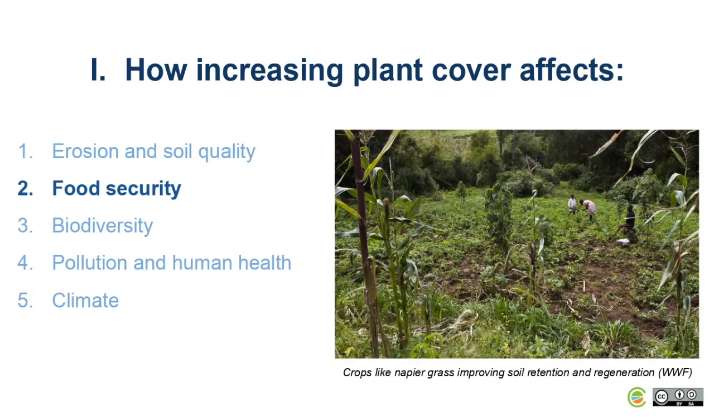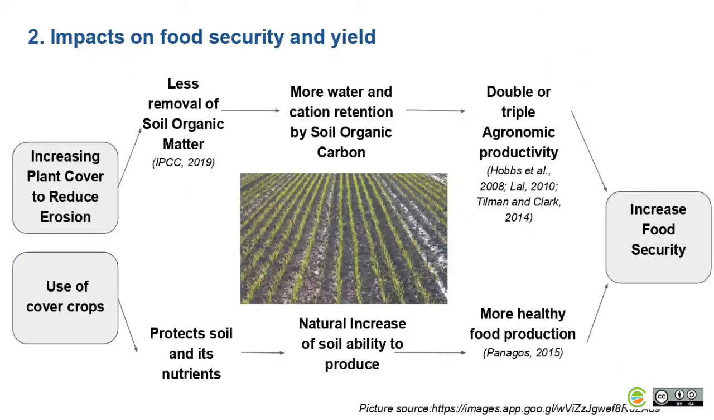And in what concerns food security, that is a little bit a consequence of the advantages on soil quality. We see in this graph that plant cover allows an increase in food security, because it increases the yield and also increases the quality of the food produced. So it increases the yield.